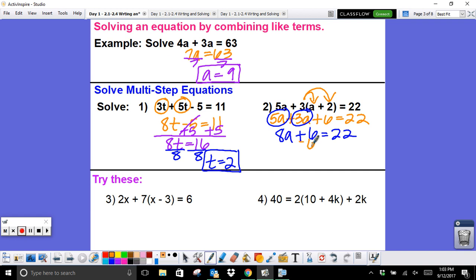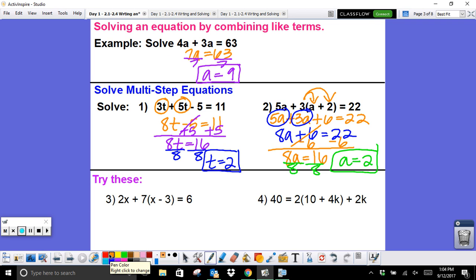Now I'm going to subtract 6 from both sides. So I have 8a equals 16. And we get the same answer we got on the last one, because when we divide by 8, we get a equals 2. So there we go. These next two problems are exactly like these. They were just practice problems. If you want to work those, be my guest. I'm just not going to go over them.